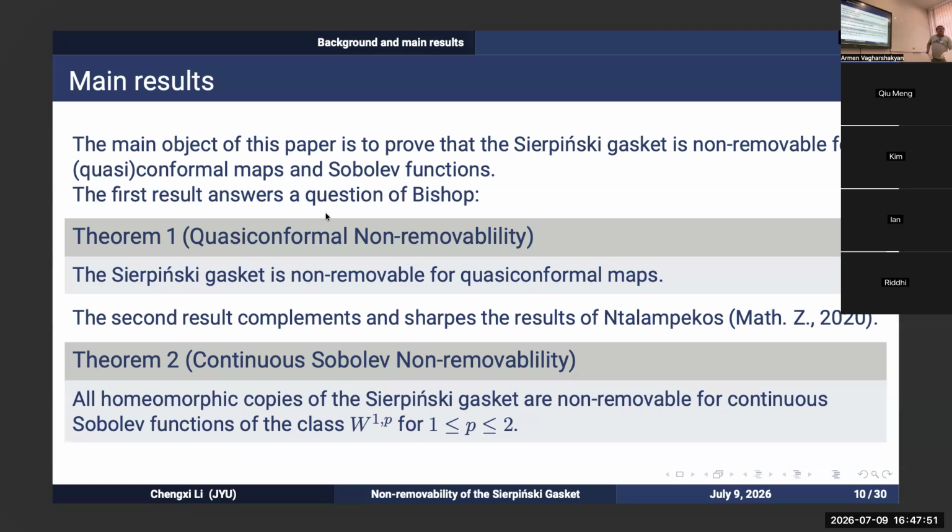Can I ask? Yeah. Does W^{1,2} imply W^{1,p} for p less than 2? It's just that quasi-conformal implies W^{1,2}, and W^{1,2} implies W^{1,p} for p smaller than 2. But for p larger than 2, it's proven by Ntalampekos and Wu in the preceding AMS paper. So then I can draw a whole picture about the Sobolev removability and quasi-conformal removability of the Sierpinski gasket and Sierpinski carpets. So maybe it's like this.